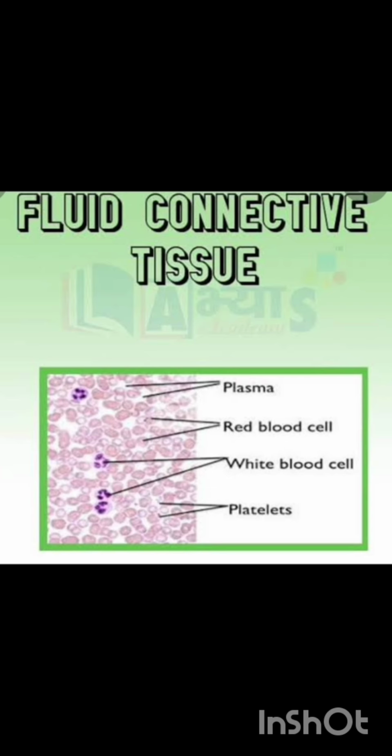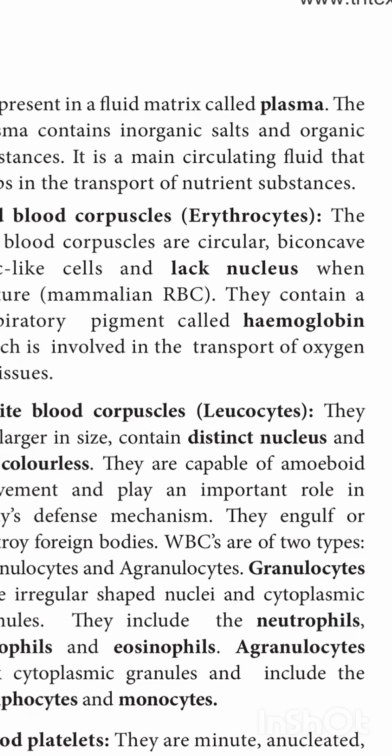Let's see about red blood cells, that is RBC. The other name for red blood cells is erythrocyte. The red blood corpuscles are circular, biconcave, disc-like cells and lack a nucleus when mature. That is in mammalian RBC. When the red blood cells mature, the nucleus will be absent. In that place, hemoglobin will be present. They contain a respiratory pigment called hemoglobin, which is involved in the transport of oxygen to tissue.